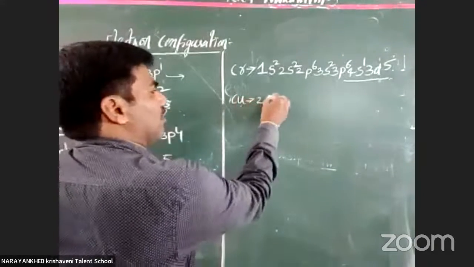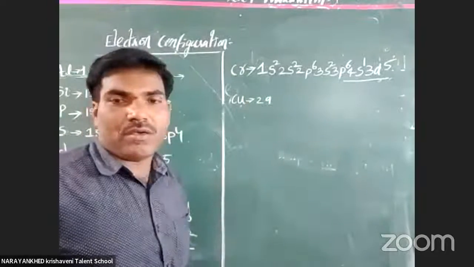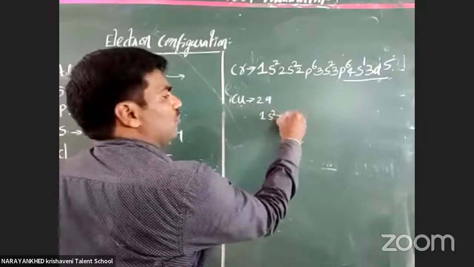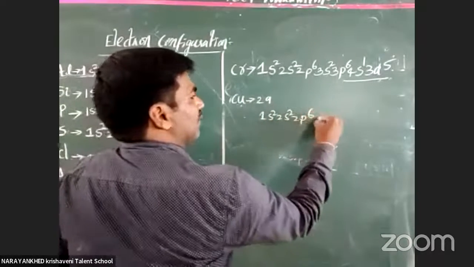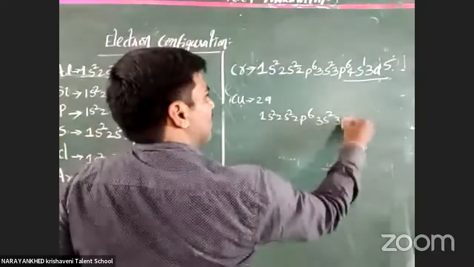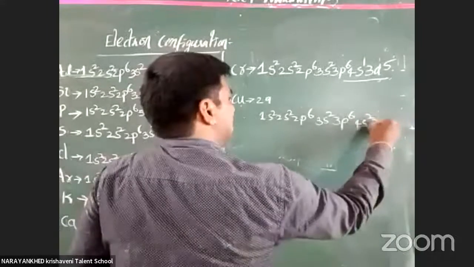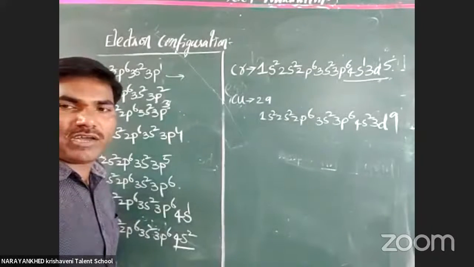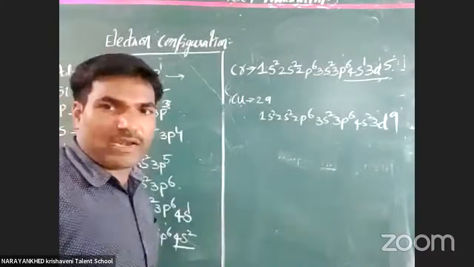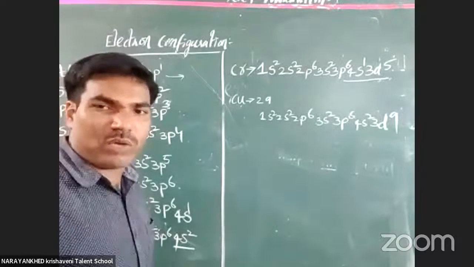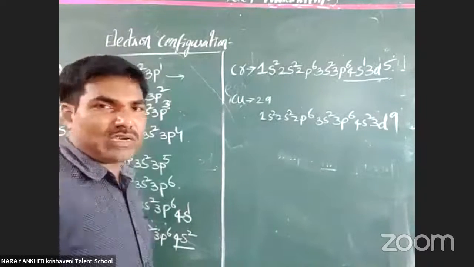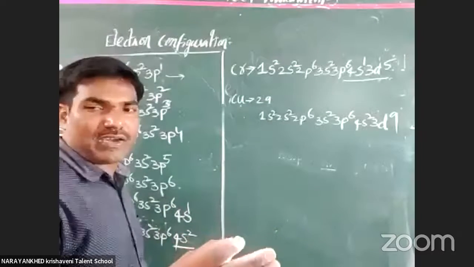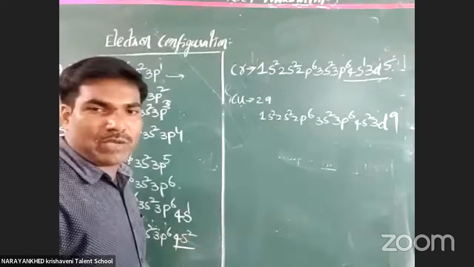Copper's atomic number is 29. How do we generally write it? Tell me: 1s2, 2s2, 2p6, 3s2, 3p6, 4s2, 3d9. Why 3d9? Because the d orbital maximum capacity is 10, as it contains 5 degenerate orbitals: dxy, dyz and so on. Yesterday we discussed that the d orbital maximum capacity is 10.